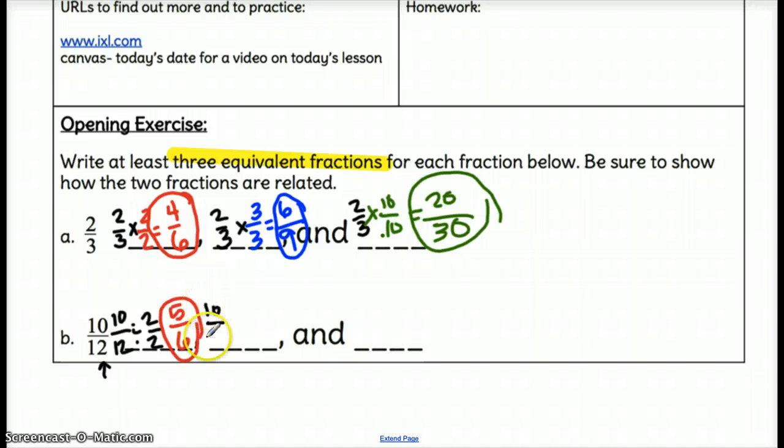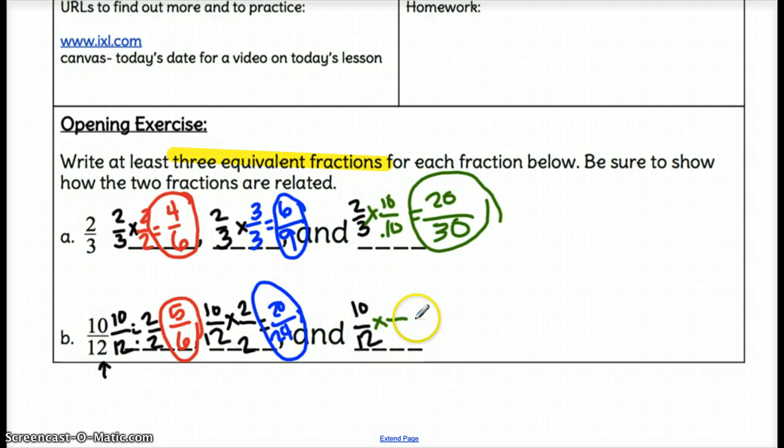Now let's start again. Let's take our original fraction, 10 over 12, and scale it up by 2. 10 times 2 is 20, and 12 times 2 is 24. Now let's do that one more time. 10 over 12, and we're going to scale it up. Let's multiply the numerator and the denominator by the same number. Let's do 10 again. 10 times 10 is 100. 12 times 10, 12 times 1 is 12, and add a 0 is 120. So now for letter B, we have all of these equivalent ratios for 10/12.